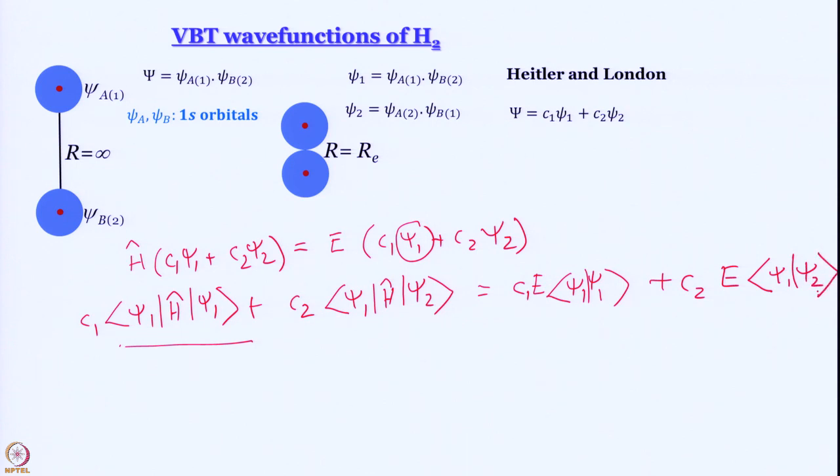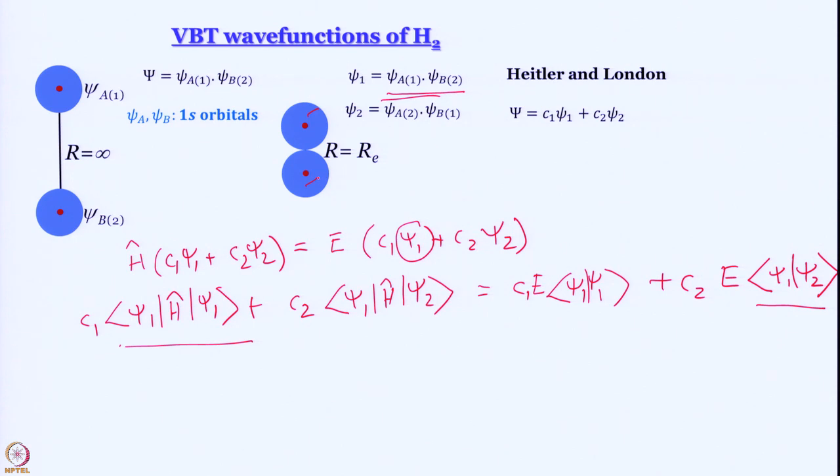Now, first thing is, this is not equal to 0. This is very important to understand. Why is this not equal to 0? Because first of all, these are products of wave functions, and secondly, we are talking about one 1s orbital of this atom and one 1s orbital of this atom. These two 1s orbitals are not mutually orthogonal. This is a concept where sometimes we get confused.